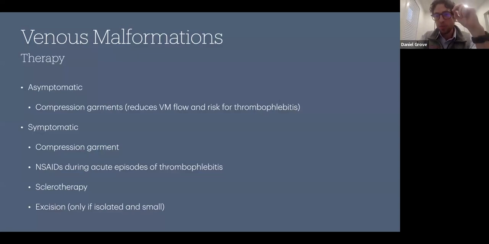When venous malformations are small, specifically, I won't address them today, but there are certain small venous malformations, like what we call GVMs or blue rubber bleb syndrome, those can be easily excised. So although we don't typically think of excision as a treatment for large venous malformations, for small venous malformations, it is an option.